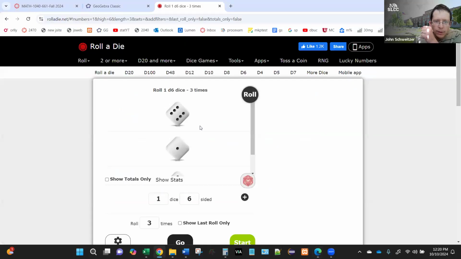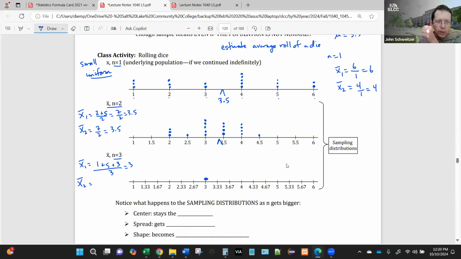So I'm gonna hit go one more time. Now I have 6, 1, and 2. So 6 plus 1 plus 2, divide by 3 because we did 3, so that's 7, 8, 9. Interestingly, I got the same again, but it's not surprising that that would happen. So there are my two dots.